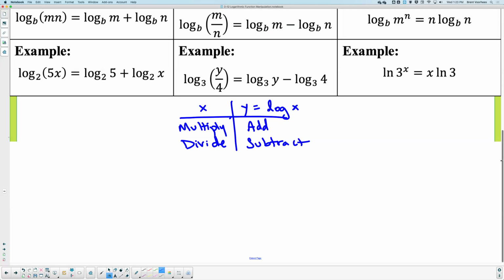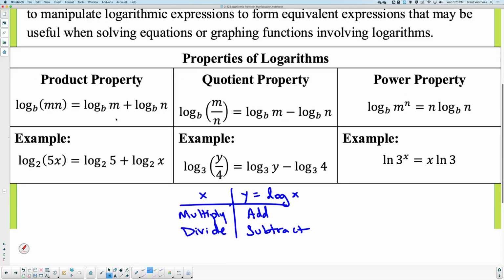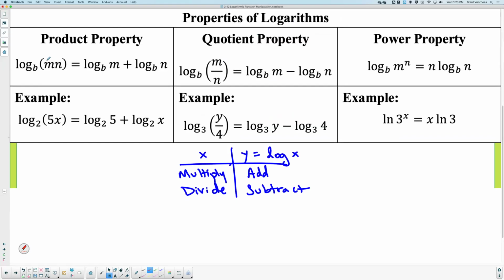From there, you can get your properties. Oh my goodness, what's going on with my board? Okay, here, think of x as the input, the inside. Here, what's going on in the inside, the input? Multiplying. If the x's are multiplying, what does that mean the outside, the y's, the logs are going to be doing? They're adding. Y represents a log, the logs are adding. Okay, here, what's happening on the inside? X's are dividing. What does that mean is going to happen with the logs? They're going to subtract. Finally, we have a power property.